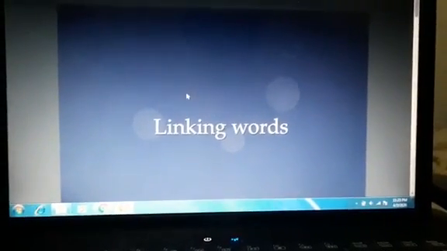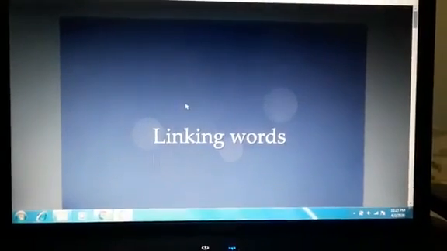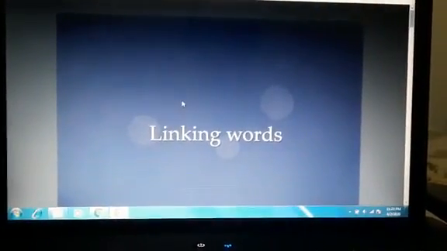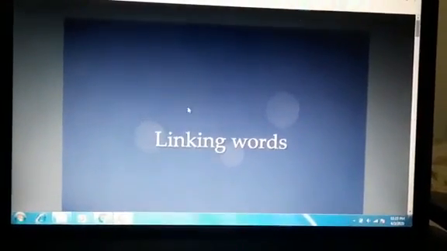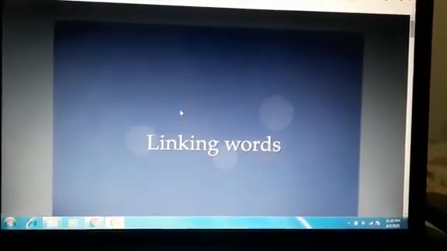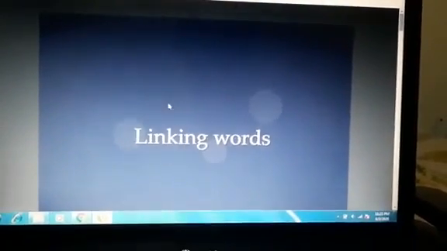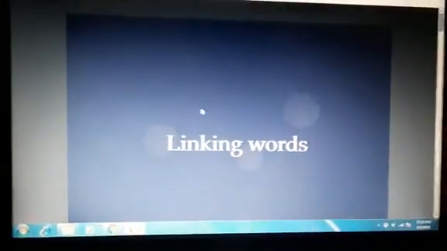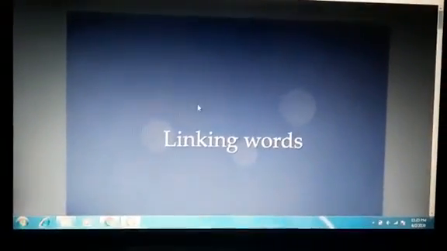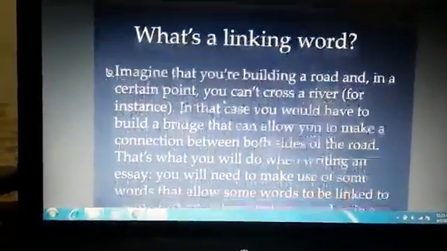Today we are going to learn about linking words. This is the topic of second semester students in unit 3 for grammar. As you all know, linking words, as the name suggests, are words which link something. Now, we'll see how linking words work. So what is a linking word?